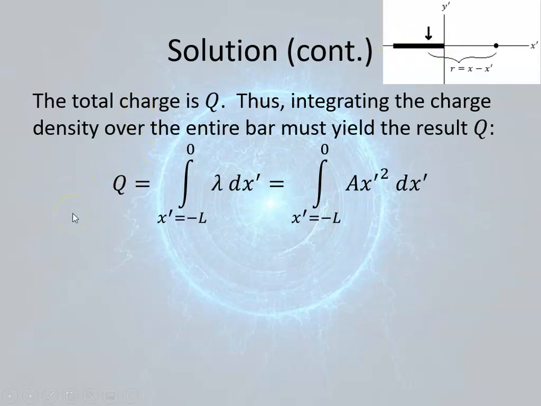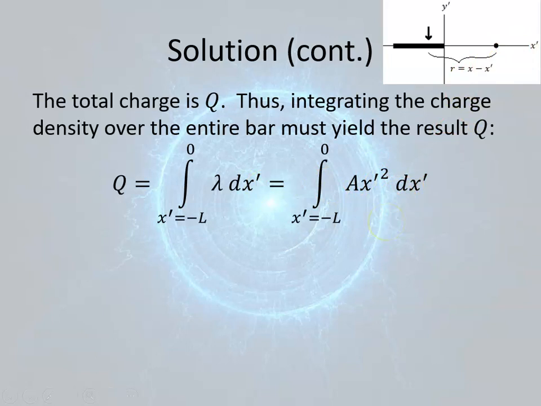So what does that mean? It means that if I slap an integral sign in front of my dq and integrate from x prime equals negative L to 0, then I need to get Q. Well, what is dq? Well, dq is always lambda dx if we're dealing with a linear charge density. I know what lambda is. That was defined in the problem. That's my proportionality constant a times x prime squared. And notice, again, we're doing a primed axis, so dx prime.